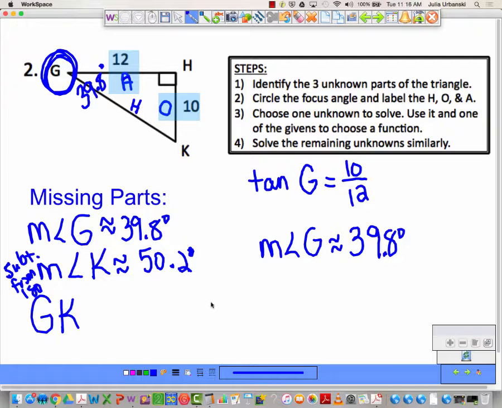Okay, now use your own decision making here and decide how you want to find GK. Do you want to use SOHCAHTOA with the 39.8, or do you want to use Pythagorean theorem? Good. Can you tell me why? It's a good answer. What was your thought? An estimated answer, yeah. 39.8 is rounded, won't be exact. The 12 is exact and the 10 is exact, so that's better. Also, you have 2 sides, so you can use it.